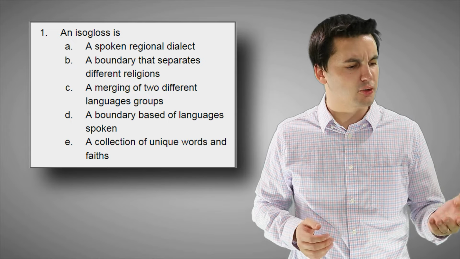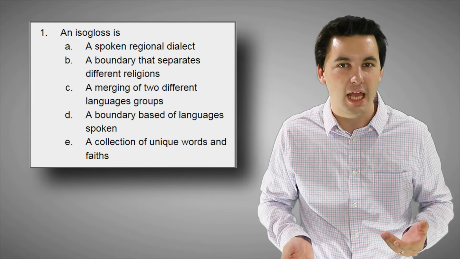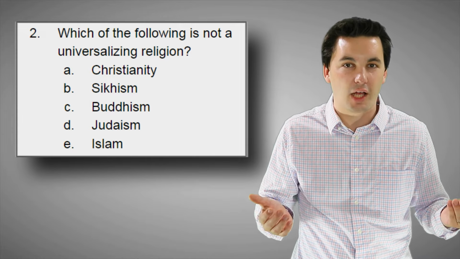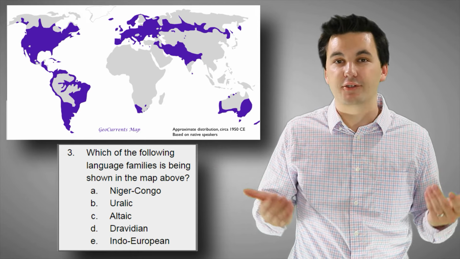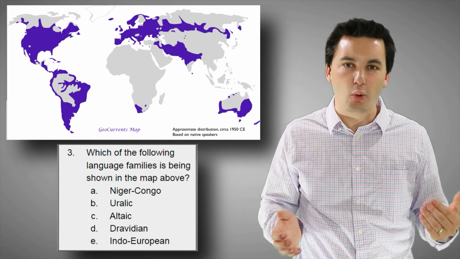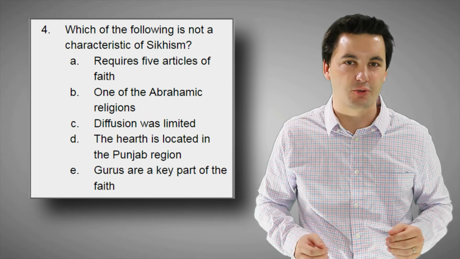We talked about universalizing religions, we looked at ethnic religions, we talked about the cultural landscape, we looked at language families, language groups, dialects, and isoglosses. All of these concepts are important for you to understand, and we really just scratched the surface on all these different topics. For AP Human Geography, the big focus you can see is on the diffusion and how these traits have shaped the cultural landscape.